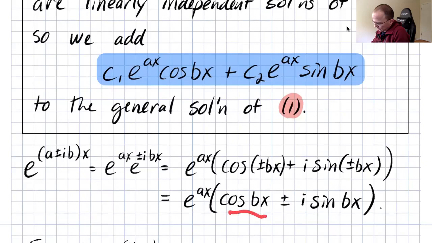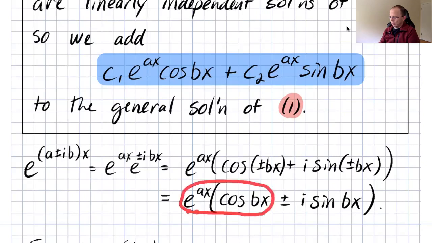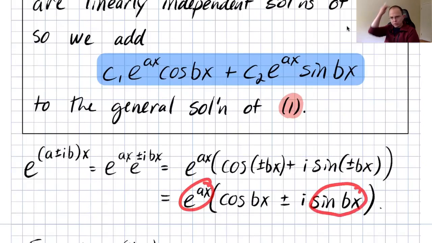We're getting cosine bx plus i sine bx, and we're also getting cosine bx minus sine bx times i. And so we end up getting these two solutions, and we could use those two solutions, but it's simpler to break it up and do e to the ax times cosine bx as one solution, and then e to the ax times sine bx as the other solution. So that's how we get our two linearly independent solutions from using Euler's formula.